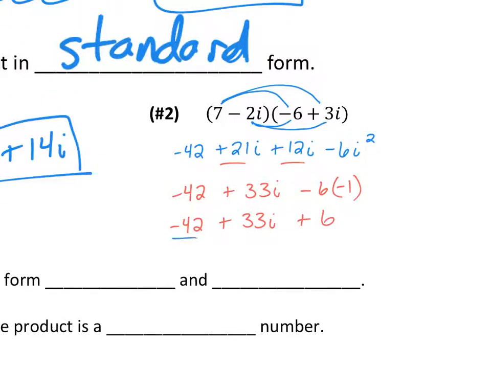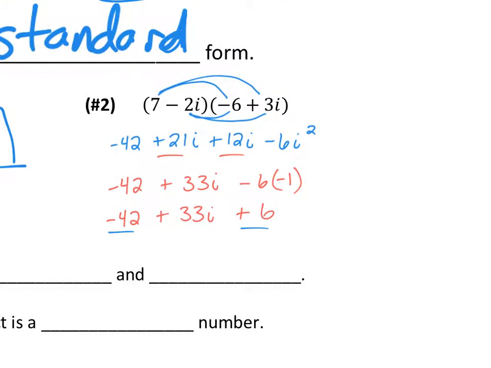And the last thing we do is combine our like terms. So -42 plus 6 is -36. So it becomes -36 plus 33i. And this is in standard form. The imaginary part comes second. The real part comes first. So that will be one where you FOIL. So we either FOIL or we distribute, and we change i squareds into -1.